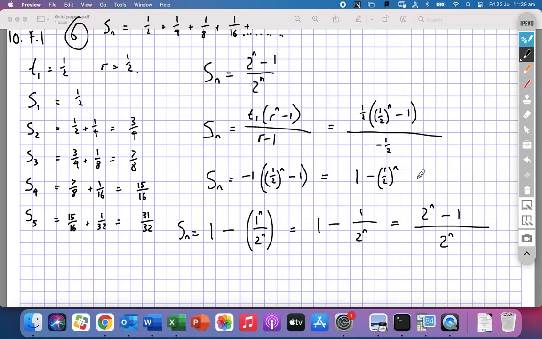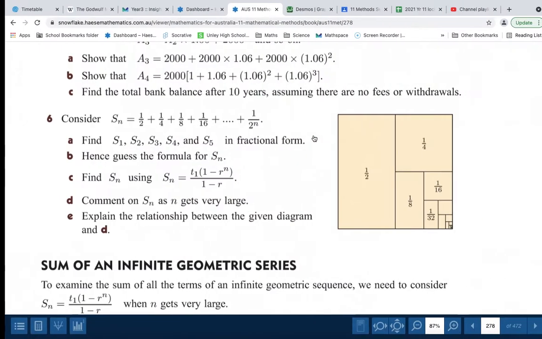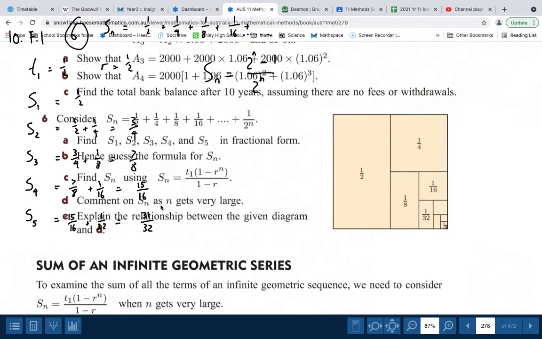To be honest, I think I liked this version of the series. It's probably the easiest one to work with. Okay. So using our geometric series formula basically gets us to exactly the same place. I'll go back to the question. It's a good question. It says, comment on S to the n as n gets very large.